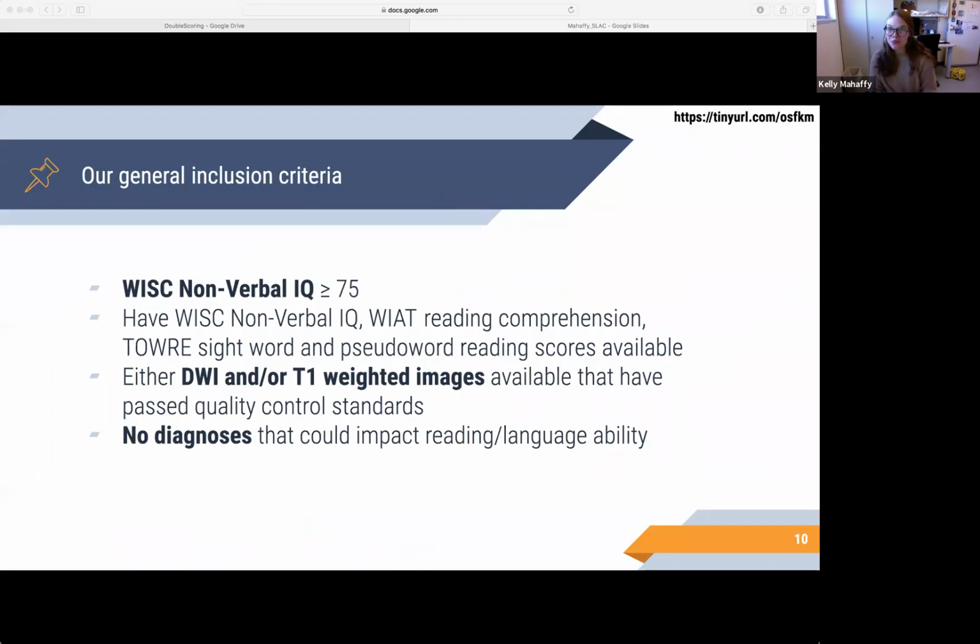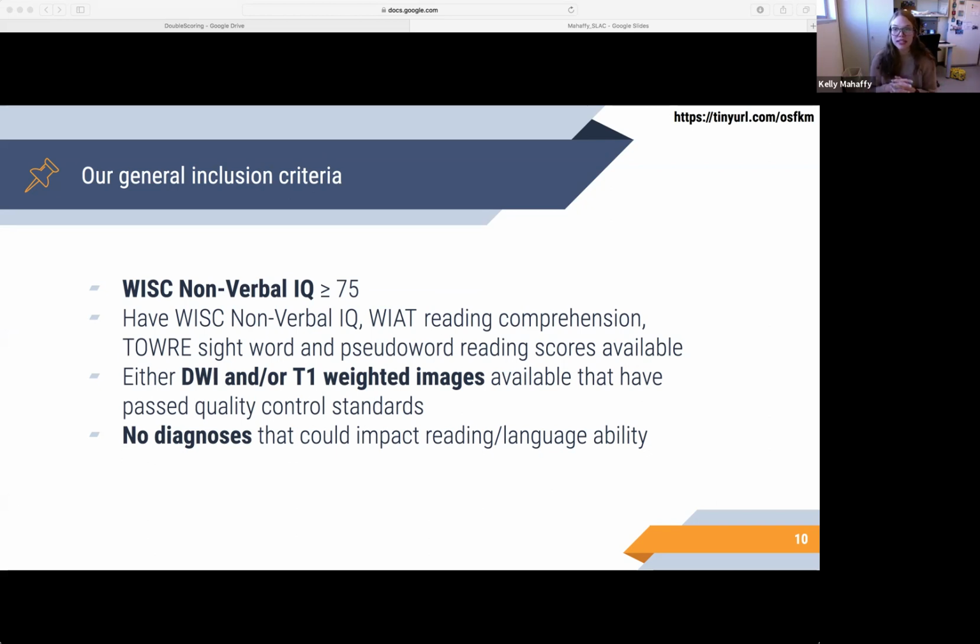Okay, so to jump in a little bit more to our project at hand, I want to start by looking at some of the general inclusion criteria that we used. As a reminder, a few slides ago, I showed you that project map. Our goal is to have 3 groups: a specific reading comprehension deficit group, a dyslexia group, and a control group, and to compare those groups not only behaviorally, but also to compare their brain structure.